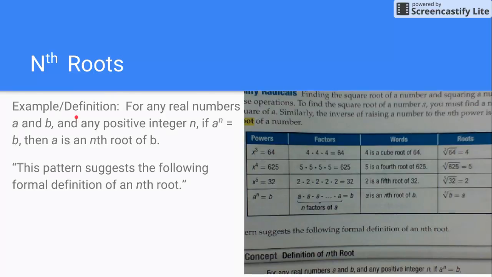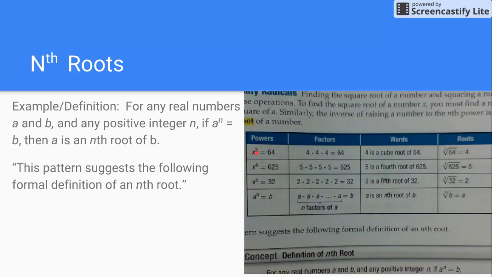The definition of nth roots is: for any real numbers a and b, and any positive integer n, if a to the nth power equals b, then a is an nth root of b. And that's a really weird way of explaining what nth roots are, so we're going to look at this table over here, straight out of the book, because it does a much better job at explaining what they are visually.